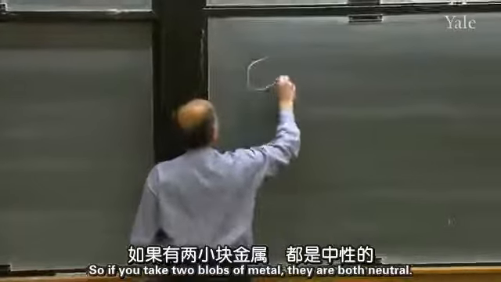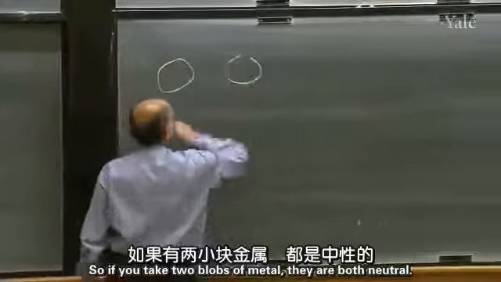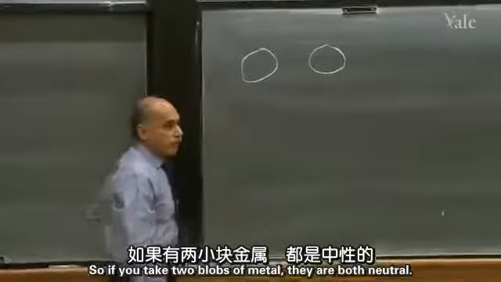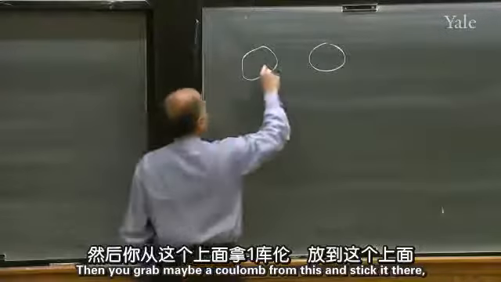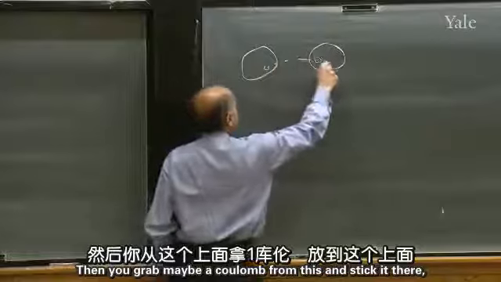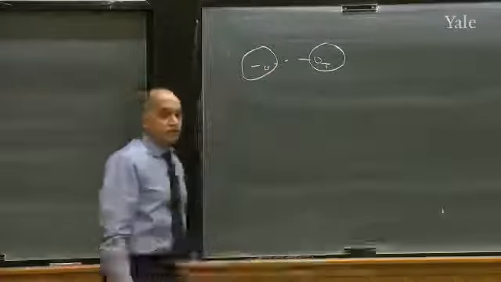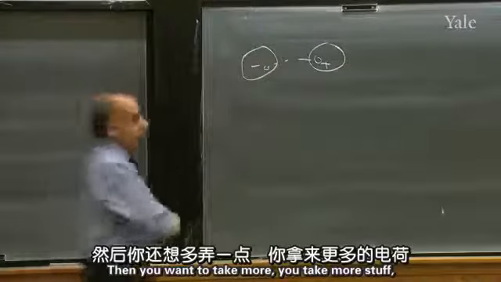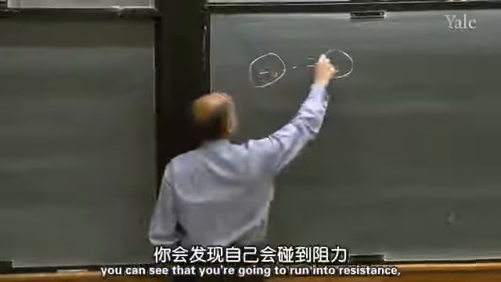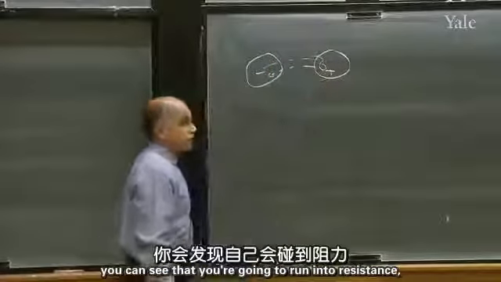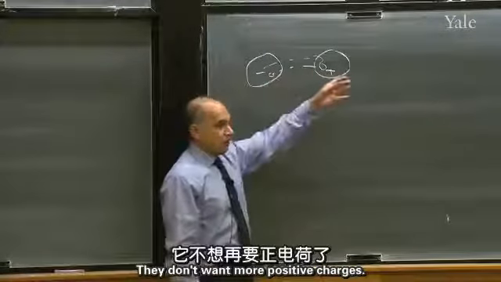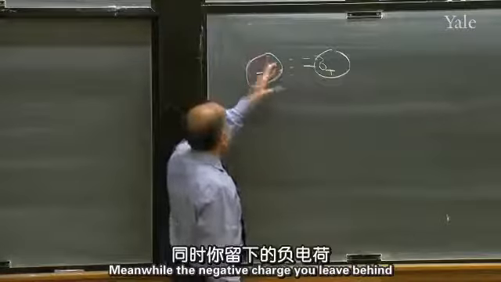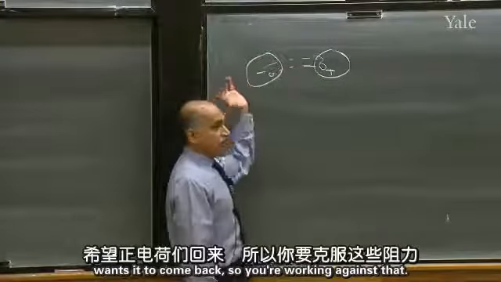So if you take two blobs of metal, they're both neutral. Then you grab maybe a coulomb from this and stick it there, so that becomes positive and this becomes negative. Then you want to take more. You can see that you're going to run into a resistance because these guys are getting positively charged. They don't want more positive charges. Meanwhile, the negative charge you leave behind wants it to come back. So you're working against that.